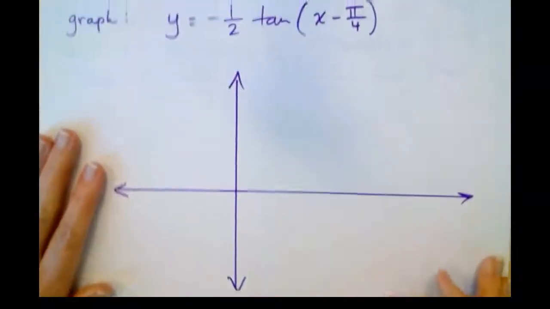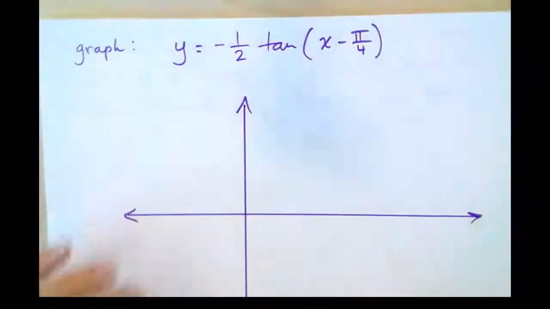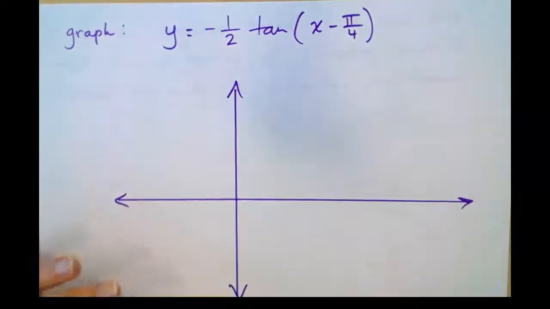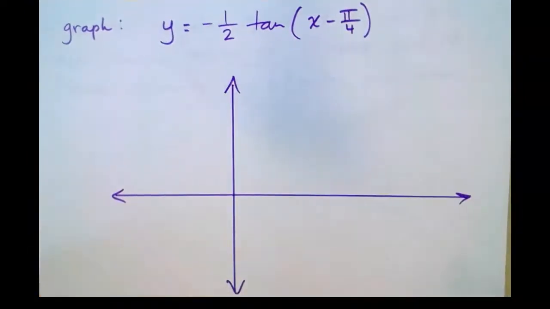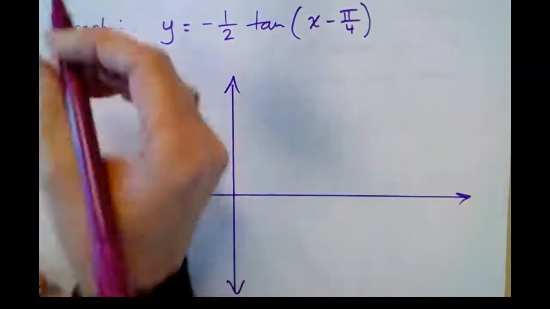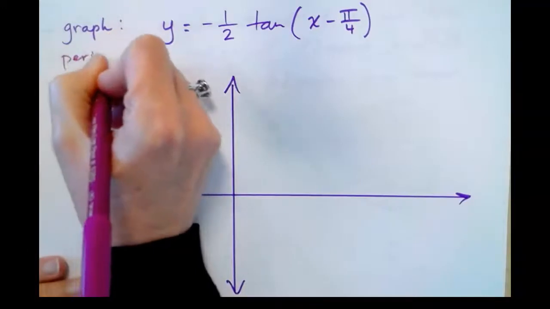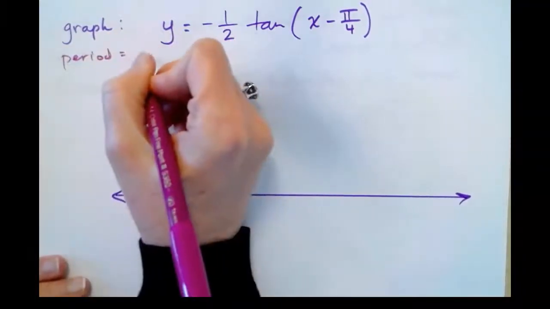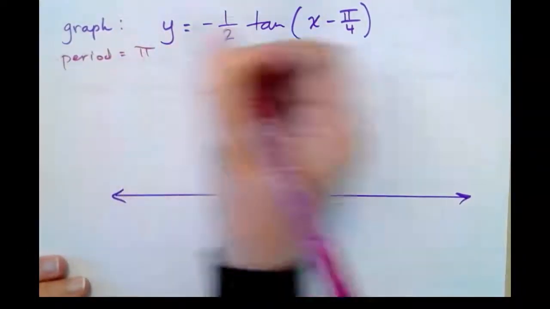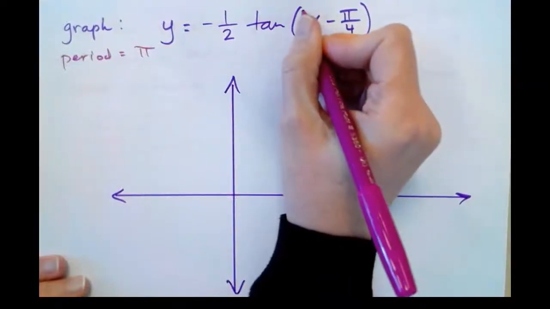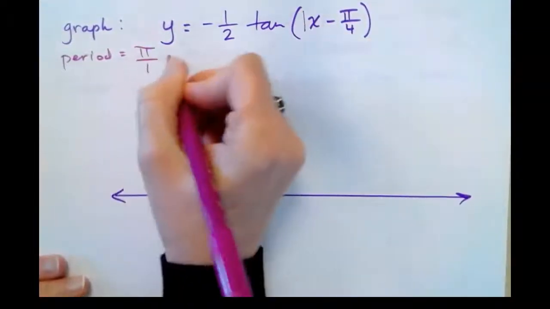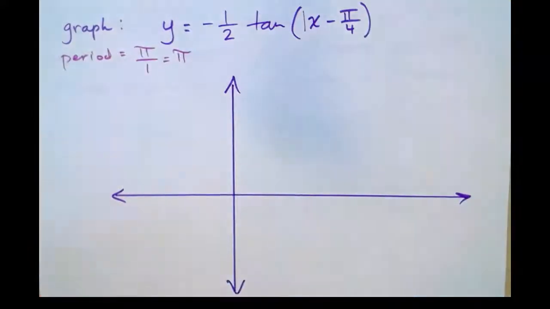Let's draw a tangent graph. I felt like we had lots of practice with sine and cosine in class, so we're going to quickly draw this tangent graph. The biggest thing to remember regarding the tangent graph is that the period of the tangent function is only pi. So we're going to take pi and divide it by our b value, which is 1. So our period is staying pi units long.